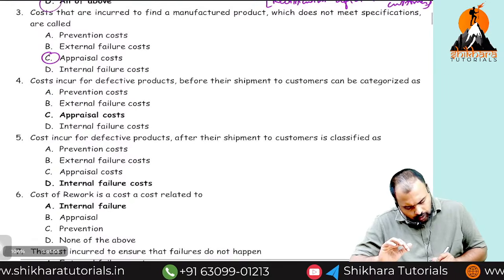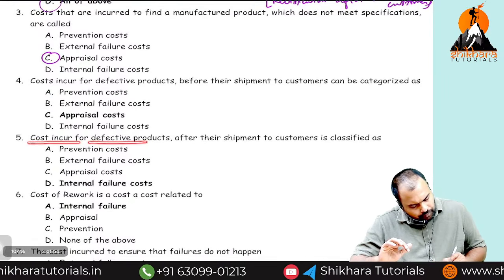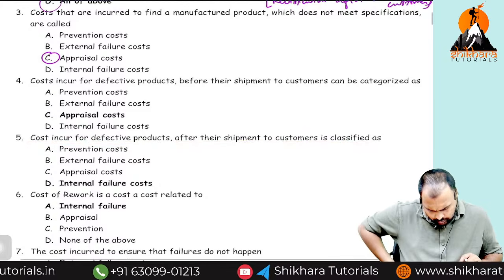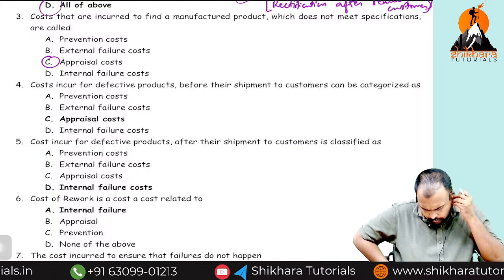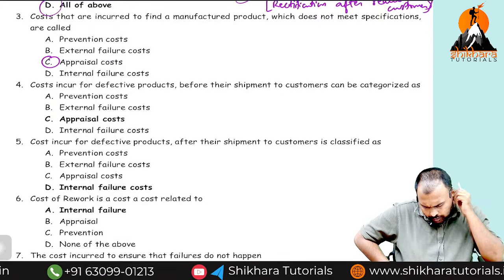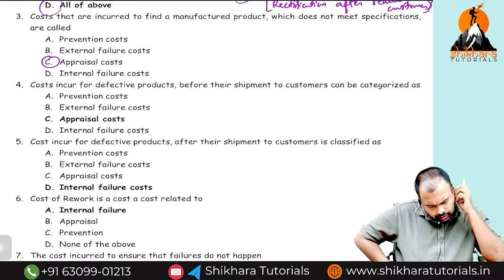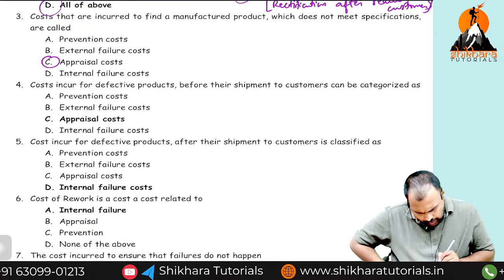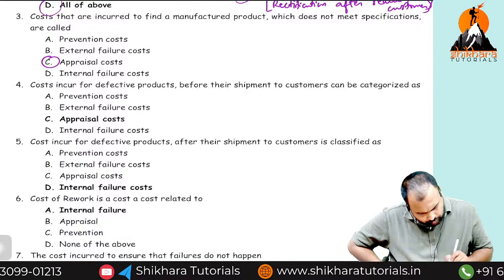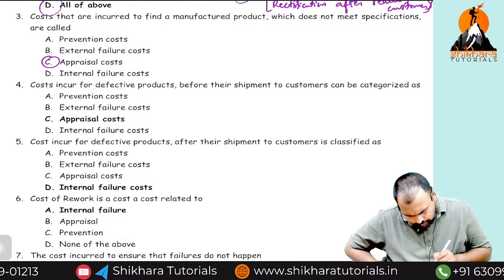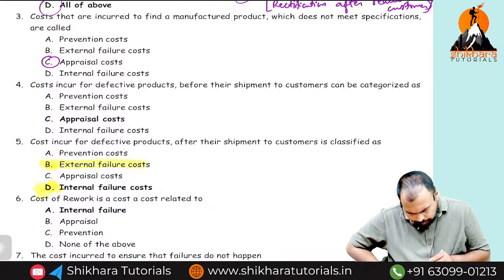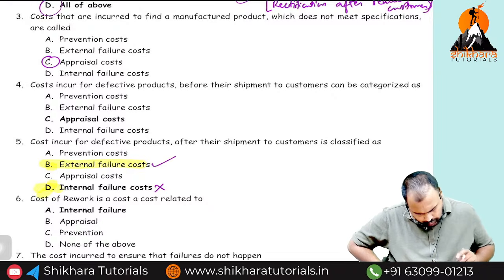Next, cost incurred for defective products after the shipment to the customer is classified as... cost incurred for defective products after the shipment to the customers. So that has to be after the shipment to the customer, sir. It has to be external failure, not internal failure. That has to be the answer.